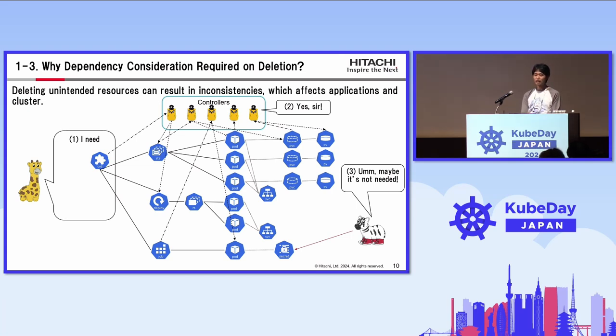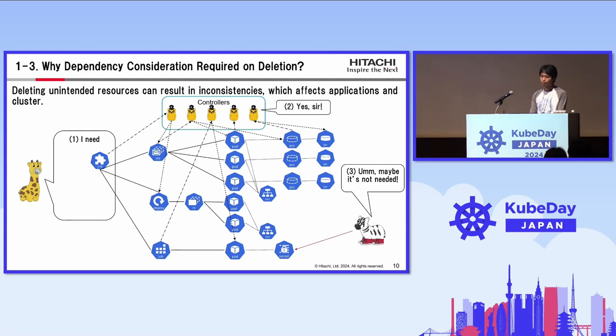For example, in the diagram, Fippy is deploying a kind of application by applying a CRD, then an operator for the CRD creates a stateful set, daemon set, a deployment, and a job. Then controllers for these resources create their child resources and grandchild resources like replica set, pod, PVC, PV, and so on.